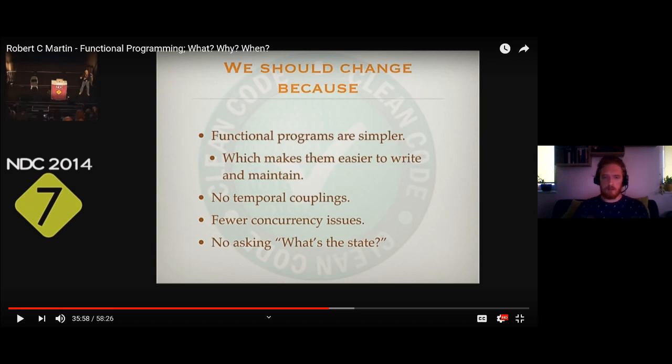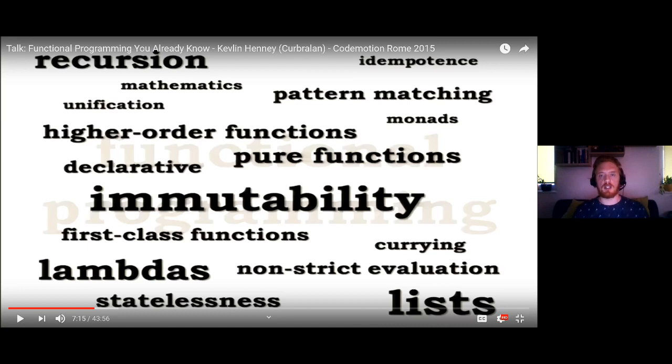And when he was writing his books about clean code, for example, he was basing that on, I think, Java and C++. And yet he is promoting functional languages. And what he said was very interesting and important. So he made these broad statements: functional programs are simpler, which makes them easier to write and maintain. There are no temporal couplings, fewer concurrency issues, and there is no asking what is the state of the application by reference state.